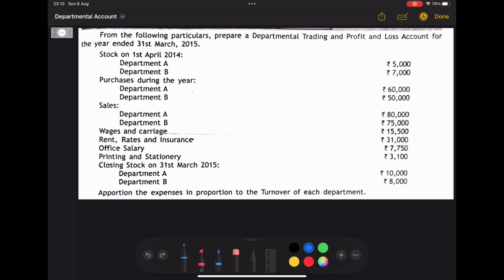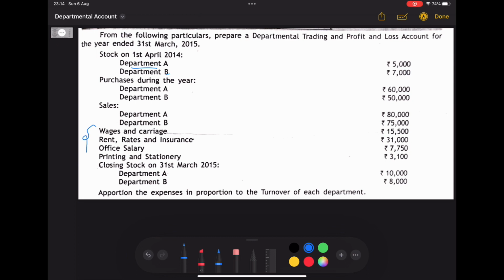So the first question is, from the following particulars, prepare trading and profit and loss account for the year ended 31st March 2015. Stock on 1st April 2014 for department A 5,000, for department B 7,000. Purchases during the year for department A 60,000 and for department B 50,000. Sales for department A 80,000 and for department B 75,000.